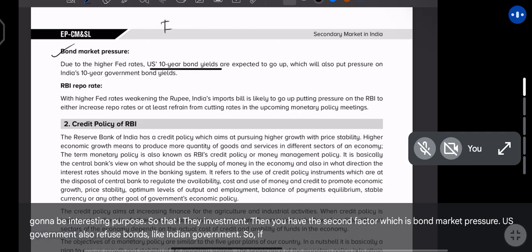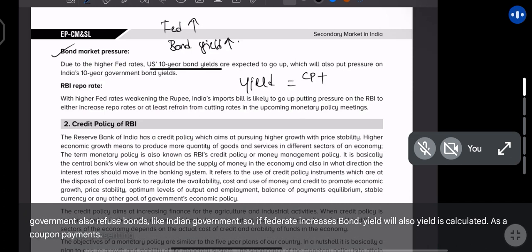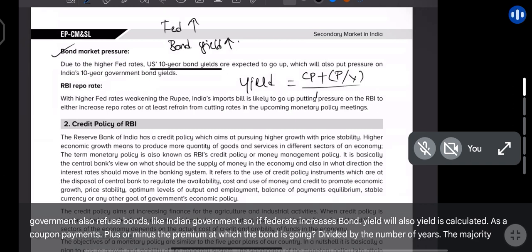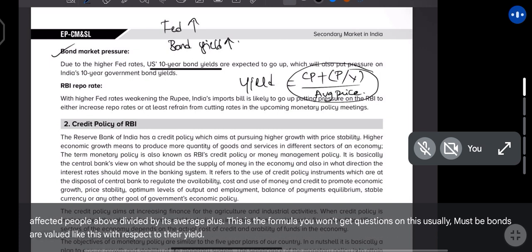So if the Fed rate increases, bond yield will also increase. Yield is calculated as your coupon payment plus or minus the premium at which the bond is going, divided by the number of years to maturity of that particular bond, divided by its average price. This is the yield formula. You won't get questions on this usually, but bonds are valued like this with respect to their yield. So if the Fed rate goes up, bond yield also goes up. So it is directly proportional.